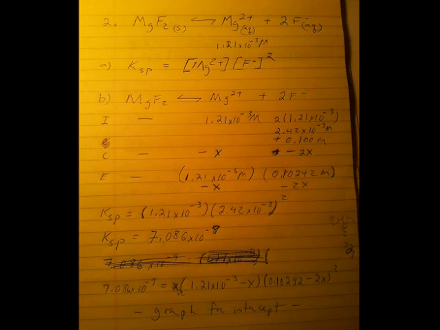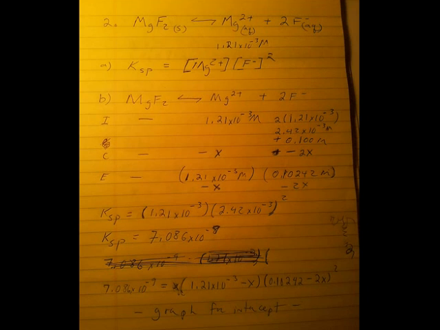Part B is asking us to calculate the equilibrium concentration of magnesium 2 plus ions in 1 liter saturated solution of magnesium fluoride, to which 0.1 mole of solid potassium fluoride has been added. Remember that the group 1 metals are highly soluble, so when we add 0.1 mole of solid potassium fluoride, we can assume that all of the potassium and all of the fluoride becomes part of the ions.